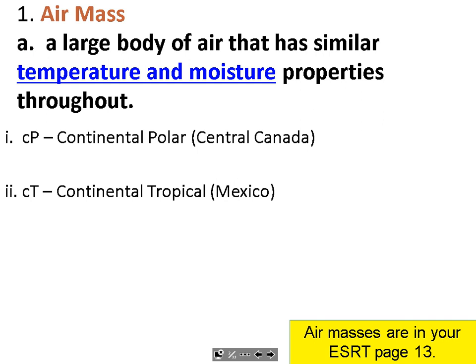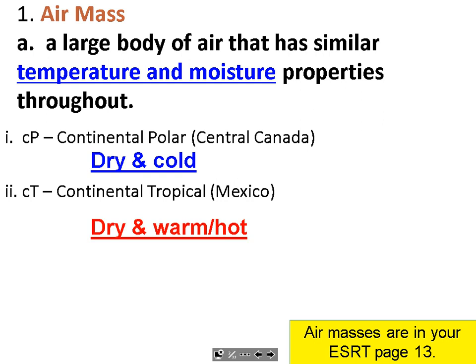C stands for continental. Continental refers to land. So this air mass forms over land, and if it forms over land, it's going to be dry. Polar and tropical refer to the temperatures. So polar, I think you guys should know, polar refers to cold. So a continental polar air mass is going to be a dry and cold air mass. And these usually form over central Canada and is what graces us in the winter times. A cT, little c capital T air mass, is a continental tropical air mass. Those usually form over Mexico, and those tend to be dry and warm.